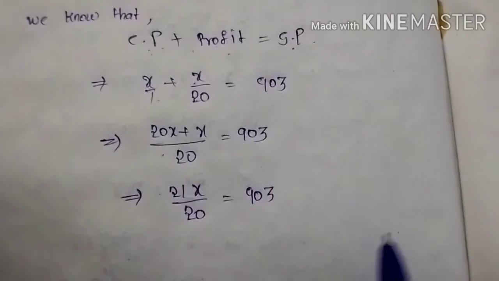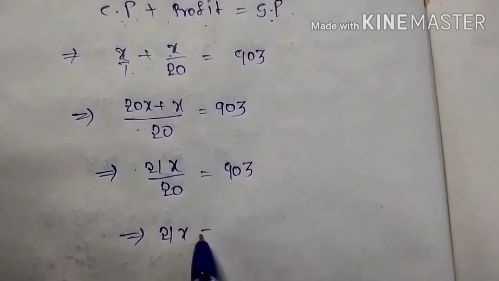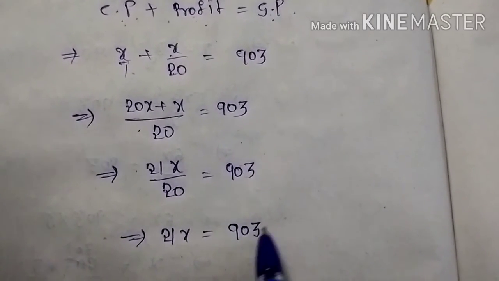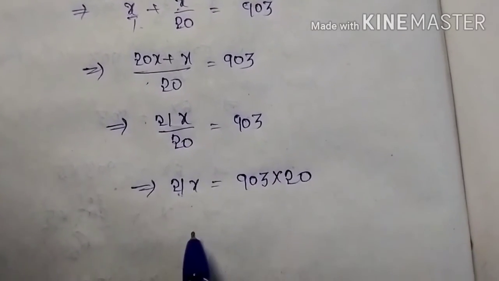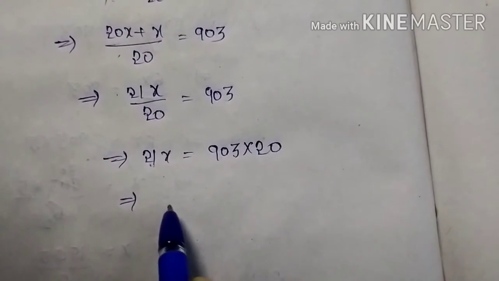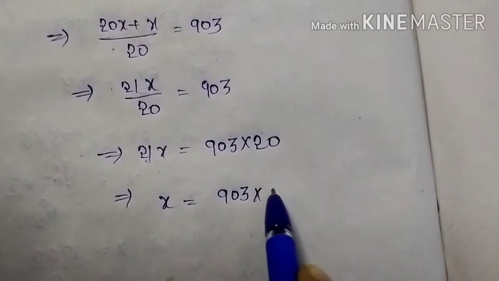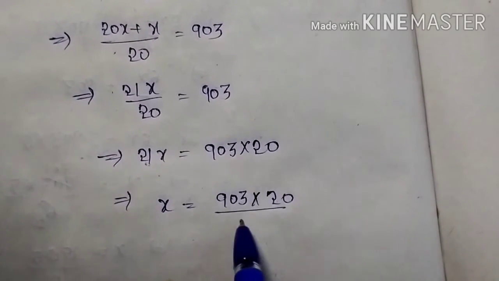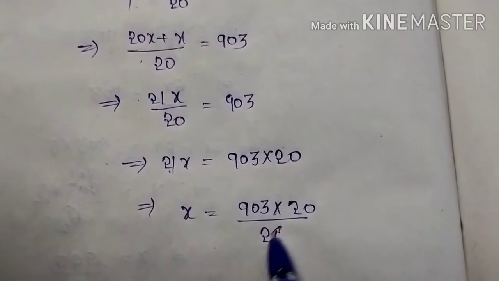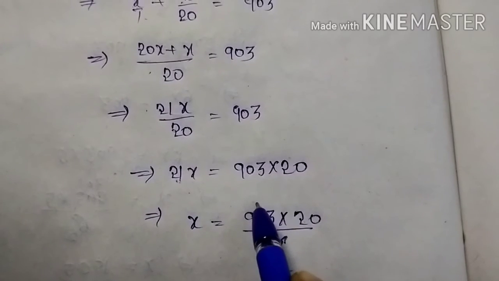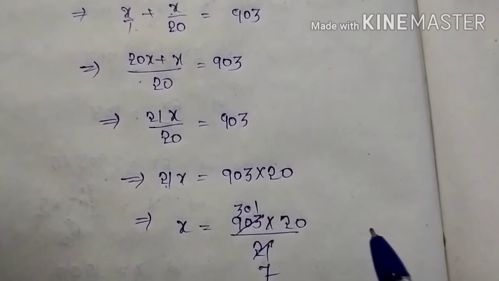You can transpose 20 to the RHS. That means you can write here 21x is equal to 903 into 20. After that you can transpose 21 to the RHS. That means you can write here x is equal to 903 into 20 by 21. Is it possible to simplify it? You can simplify it. See, 3 7s are 21. 3 3s are 9 only. You can write here 0. 3 1s are 3. Is there any possibility?